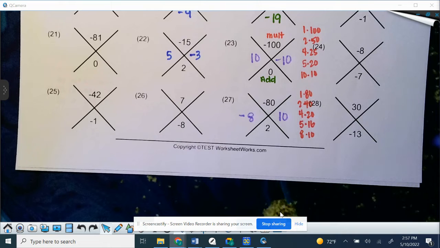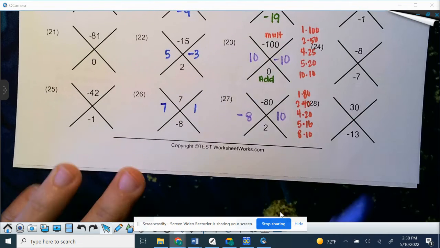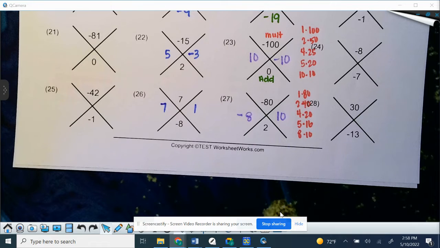So number 26, what did I multiply together to get 7 that I would add or subtract to get -8? So 7 is a prime number. The only thing that you can multiply together to get 7 would be 7 and 1. So that one's pretty easy. Now, would that 7 and 1 remain positive, or should I make one of them or both of them negative?